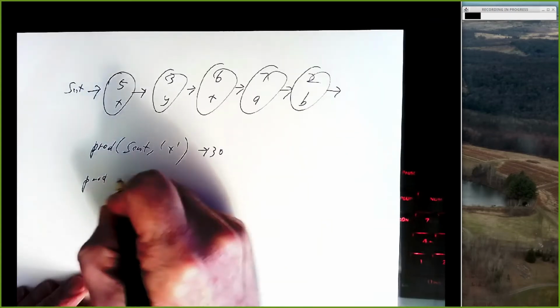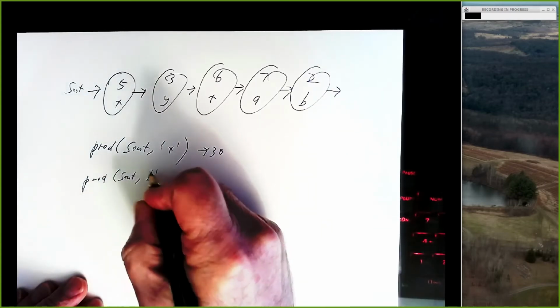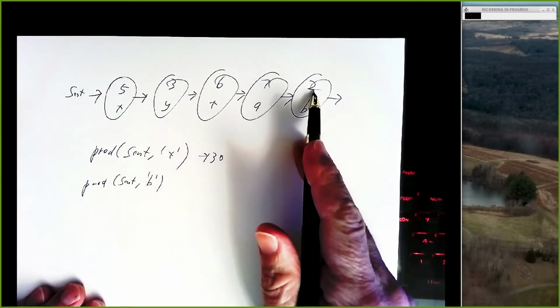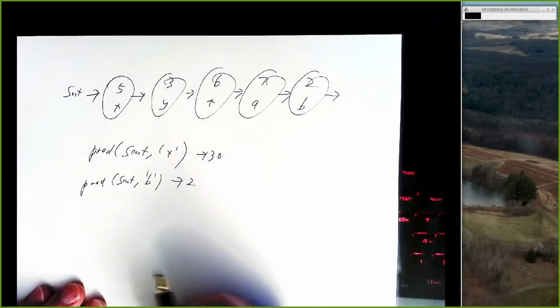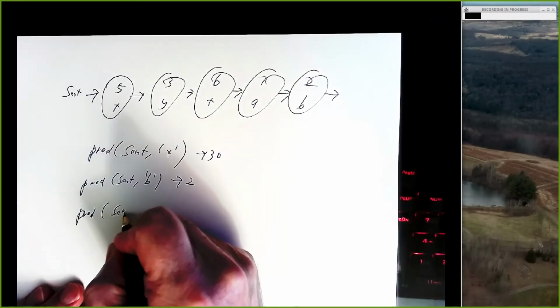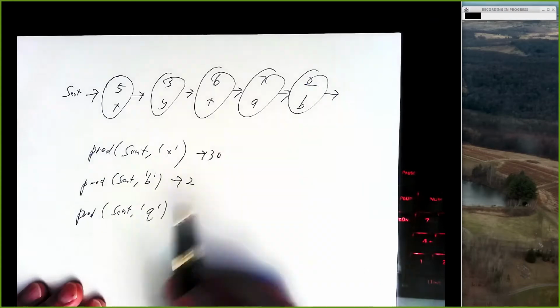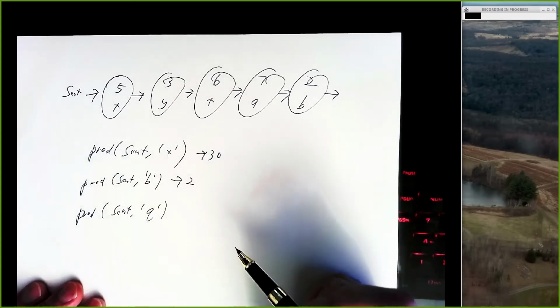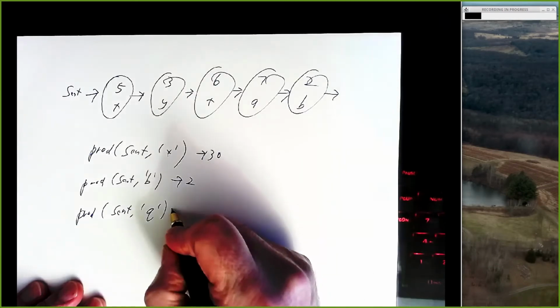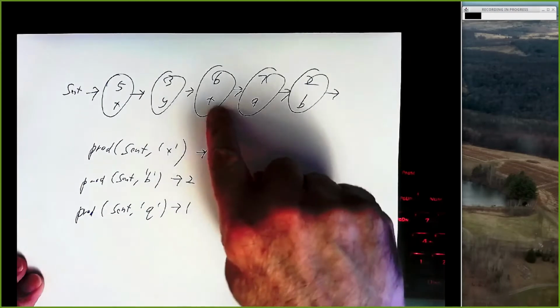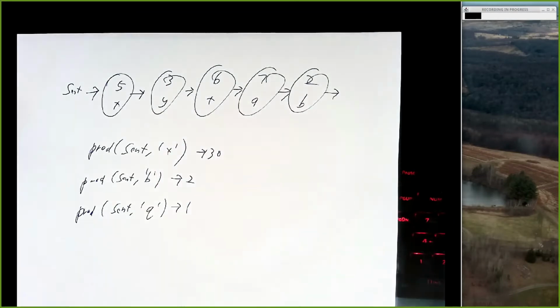If I said product of sentinel, comma B, it would find every node where the initial was equal to B and multiply those. Well, there's only one node, which is a 2, so this would return a 2. If I did product of sentinel Q, it would look for every node where the initial matches Q. It doesn't find any, and it says if there are no nodes with initial equal to trigger, return a product of 1. So it's multiplying all the nodes in your list, but with the one wrinkle that it's ignoring any nodes where this initial is not equal to whatever trigger you passed. So you're subsetting the list.